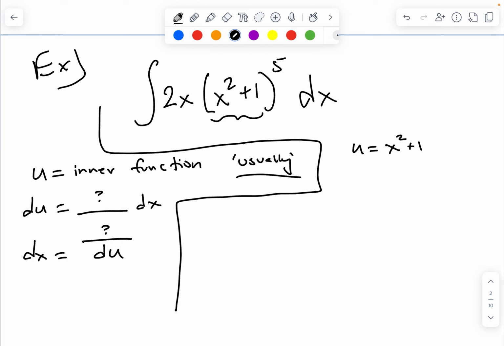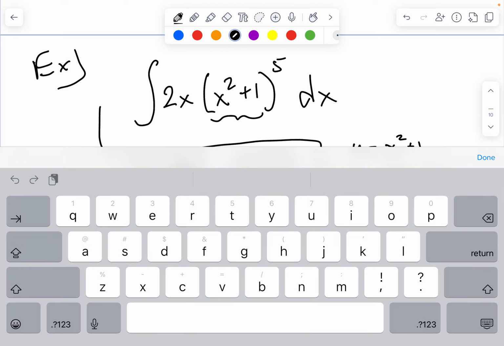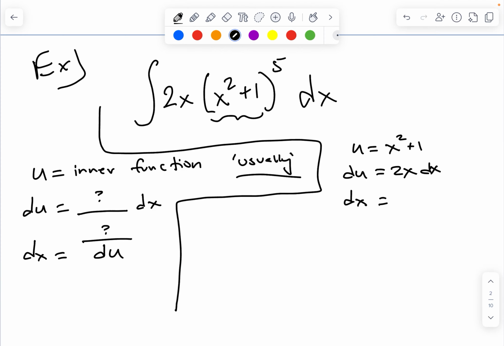All right, so we have u is equal to x squared plus 1. Our du is just the derivative of that, so this would be equal to 2x dx. And then rearrange for dx. We're going to move dx to one side, and we're going to have du over 2x. And my apologies, this should be du over whatever we get.